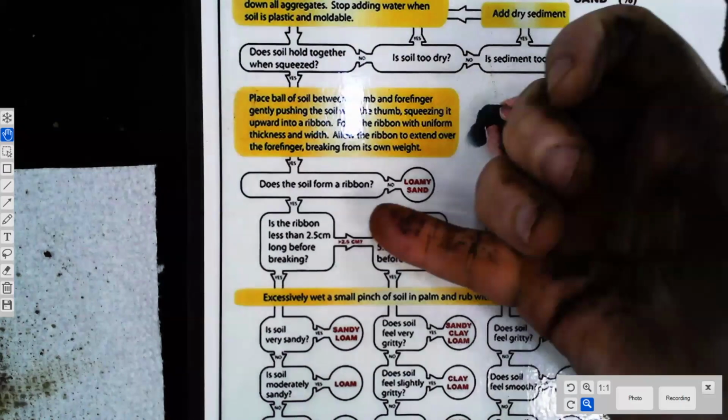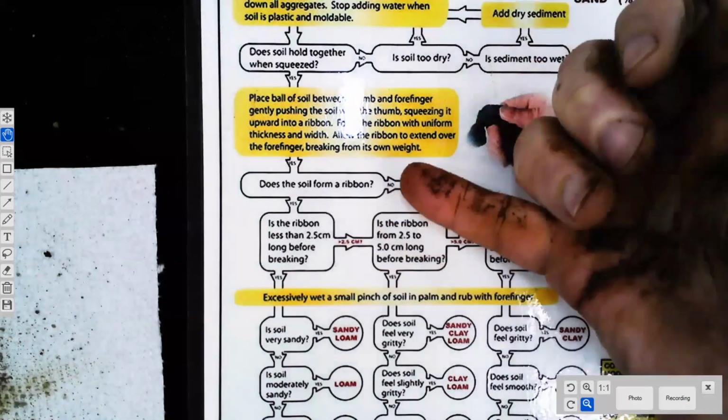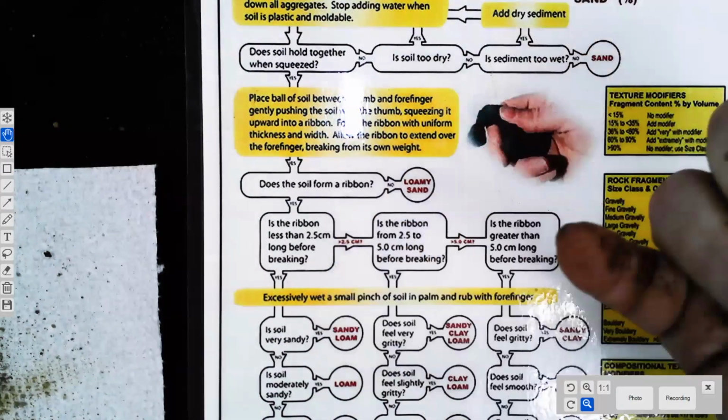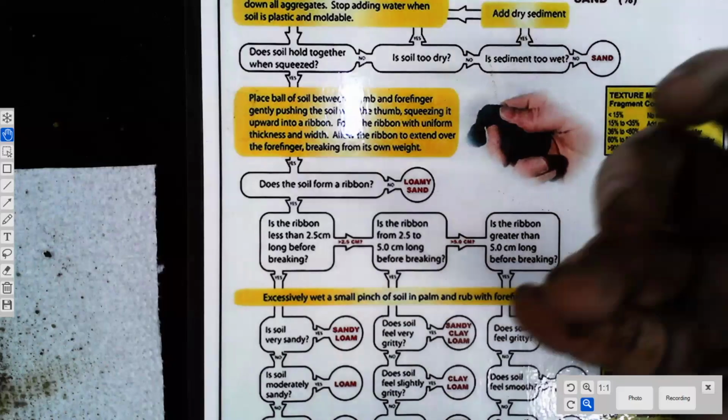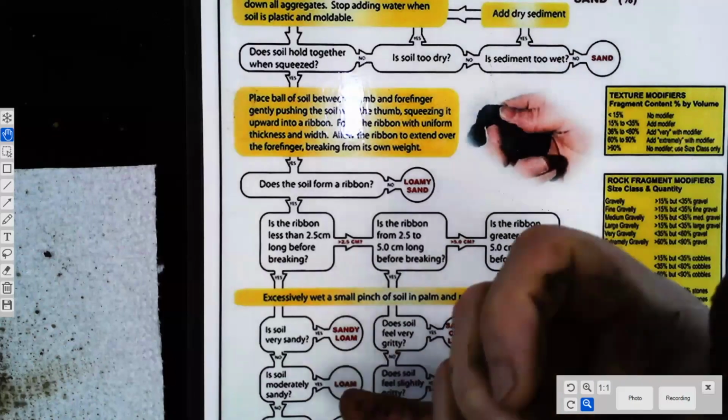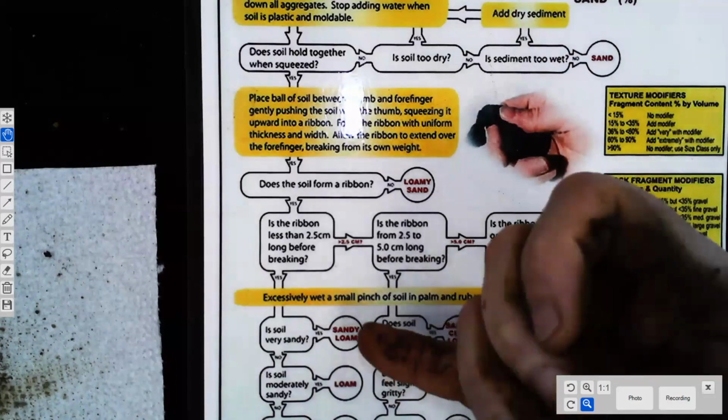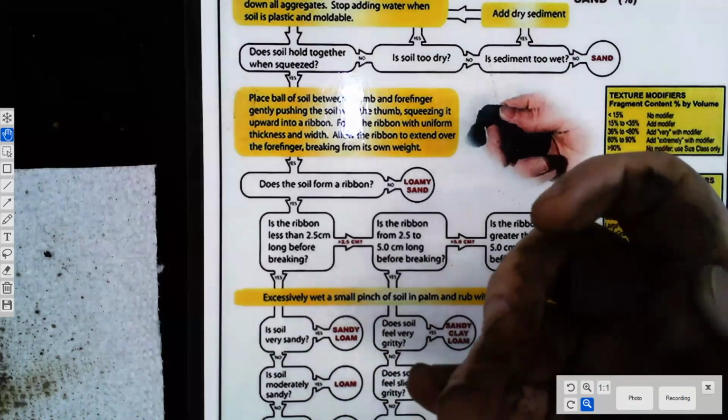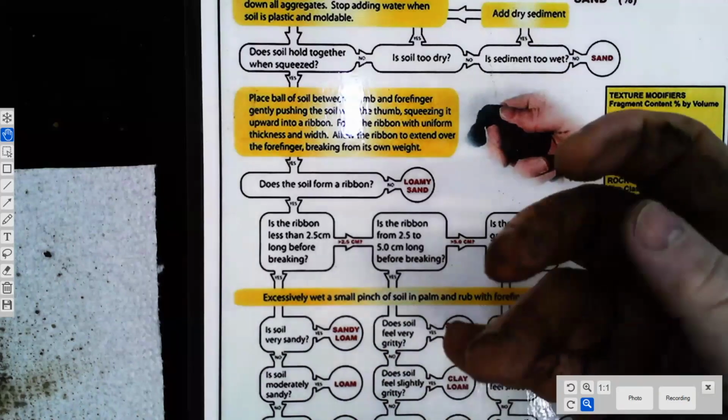Is the ribbon less than 2.5 centimeters or 1 inch? Yep. An excessively wet, small pinch. And I don't even know if I really need to do that. Is it moderately sandy or little sand, or is it very sandy? It should be obvious. It's very sandy. So this is sandy loam.